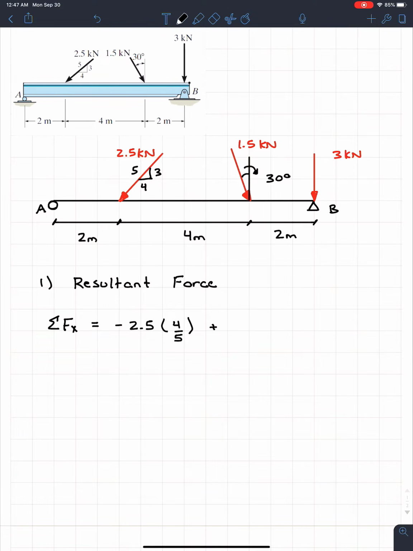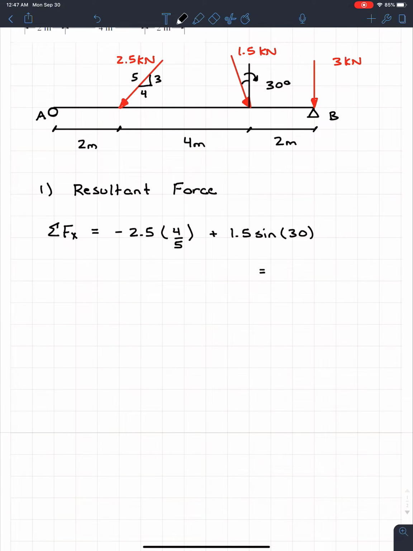And then we have a second force due to the 1.5 kilonewtons. We know it's positive because it's going to the right, and its component will be the sine of 30 degrees. I'm not going to put equals 0 here because these forces by themselves will not cause equilibrium. When I put these two in, I get my summation of forces due to those external forces as negative 1.25 kilonewtons. So it basically means the summation of all the forces in the x direction, the external forces, is 1.25 kilonewtons to the left.